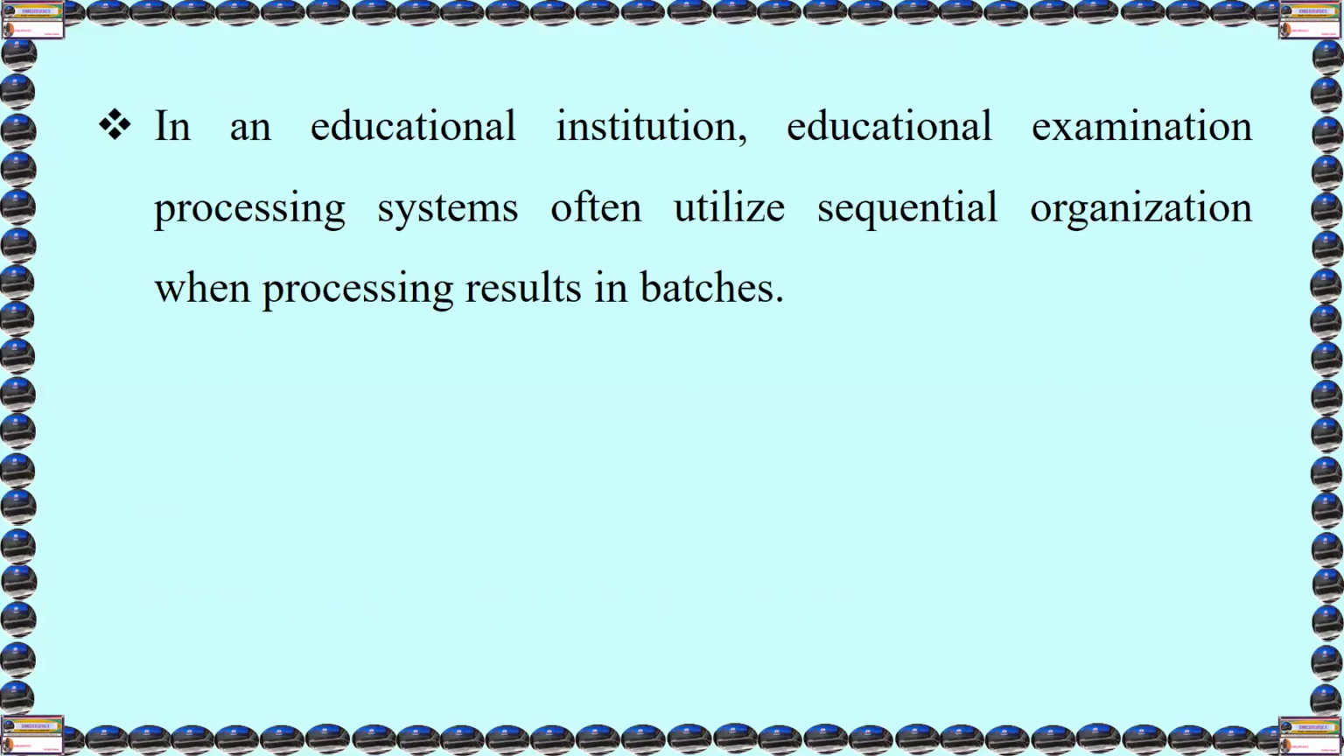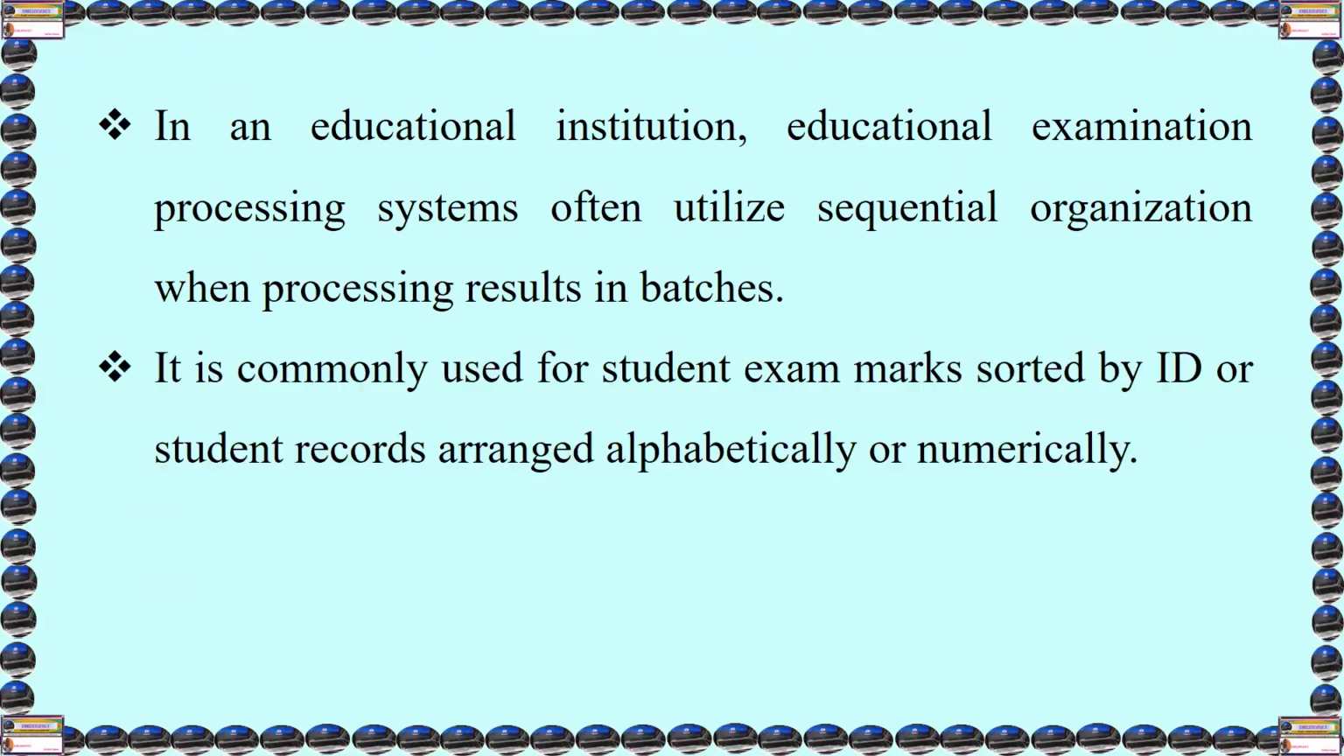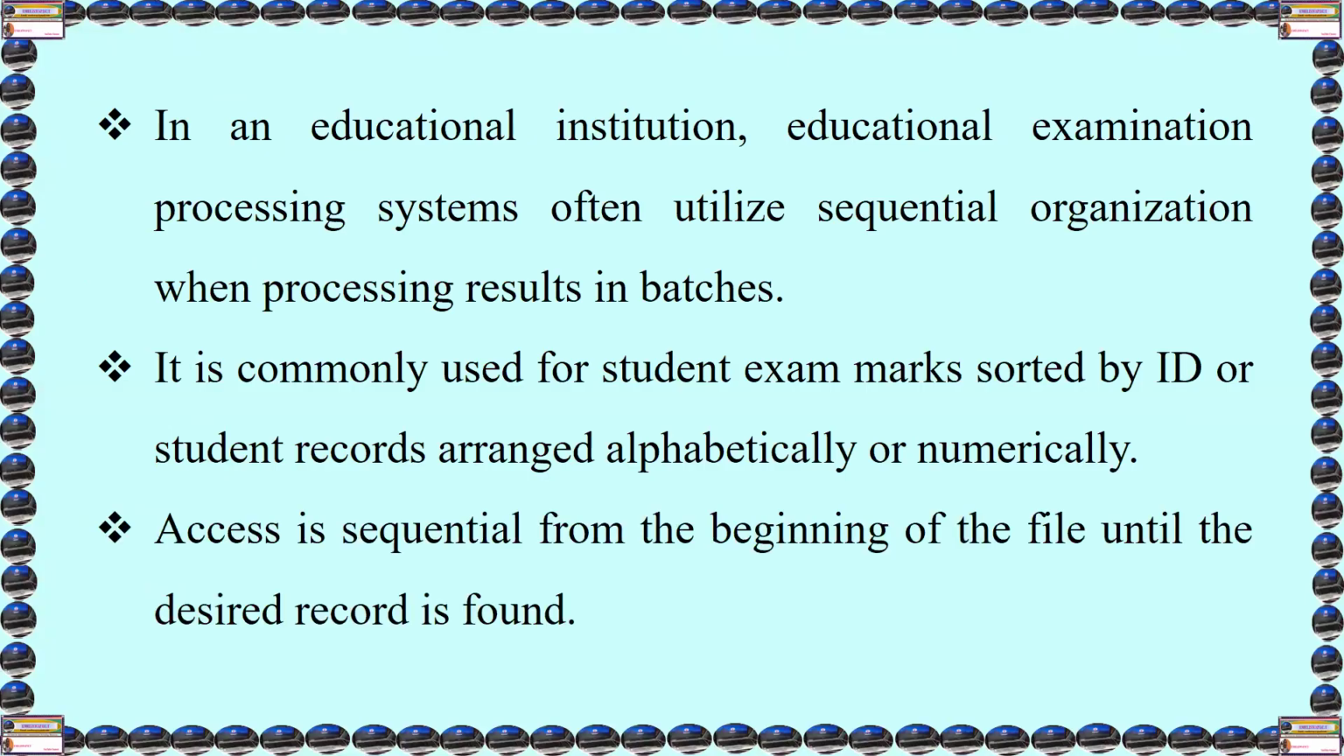In an educational institution, examination processing systems often utilize sequential organization when processing results in batches. It is commonly used for student exam marks sorted by ID or student records arranged alphabetically or numerically. Access is sequential from the beginning of the file until the desired record is found.